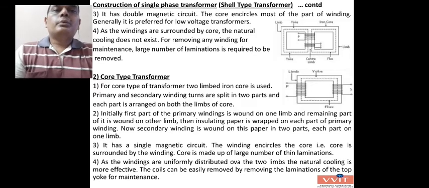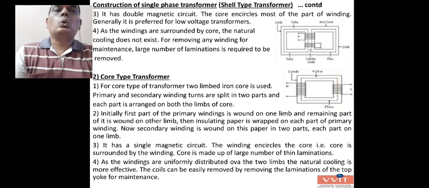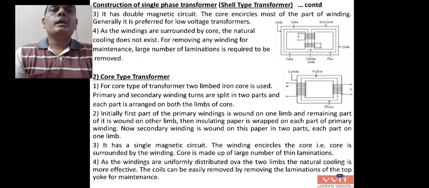For core type of transformer, two limb iron cores are used. Two limbs, that is nothing but, this is a limb, this is another limb. If you use two limbs, that is nothing but the core type. If you use three limbs, it is called a shell type.